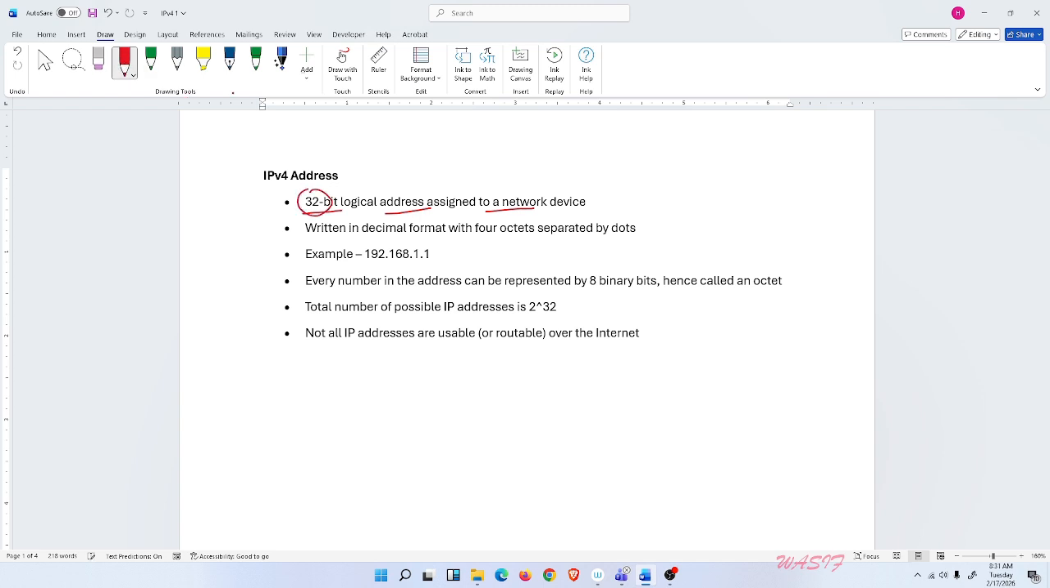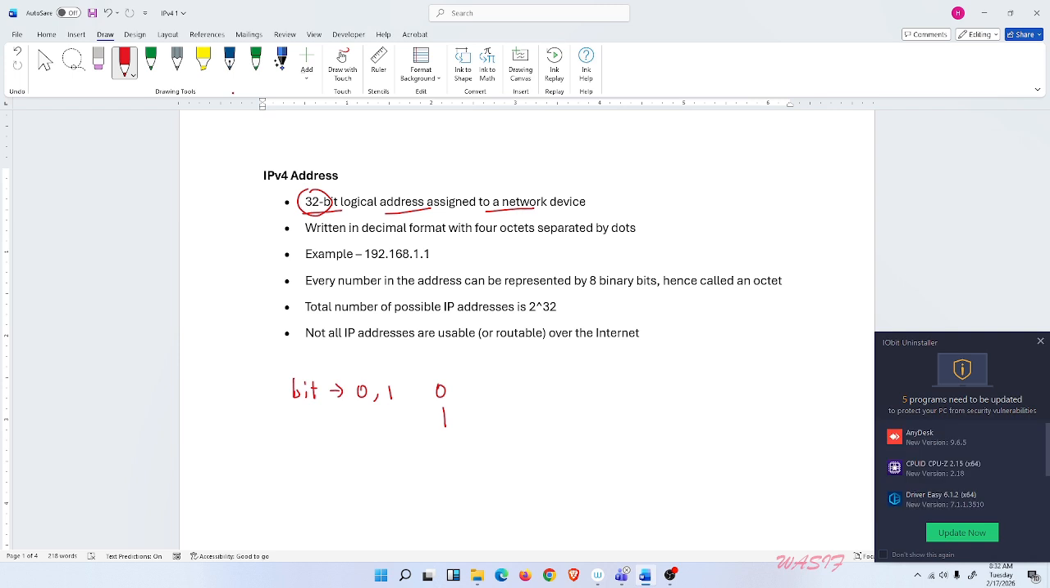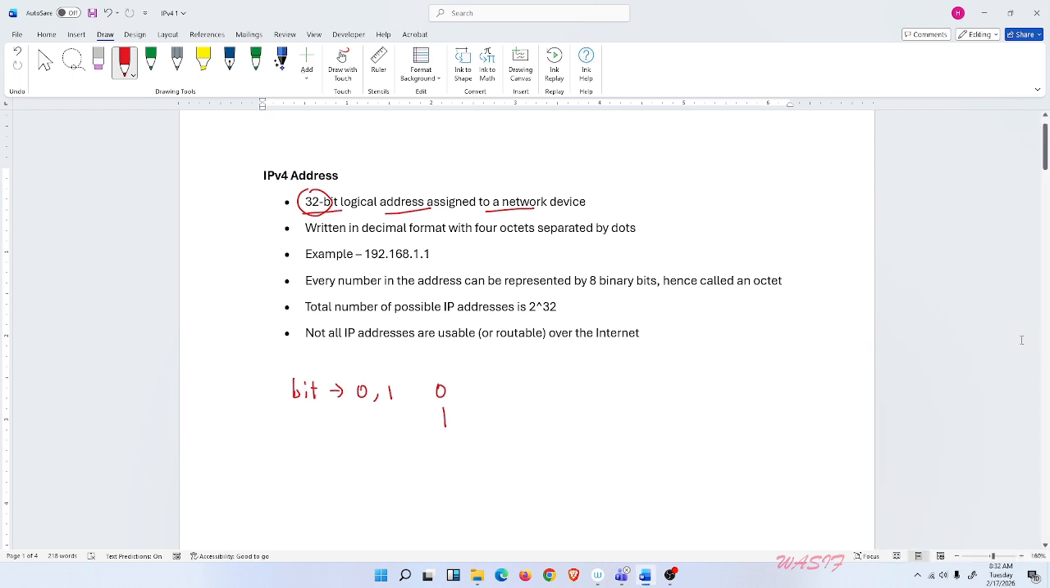The first thing that you need to understand: what is a bit? I think you already know. So bits are something like 0 and 1. So 0 is 1 bit, 1 is 1 bit. Okay. Now, when I say 32 bits, that means you have a combination of 32 zeros and ones, but it has to be 32.